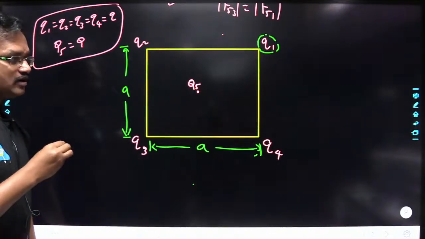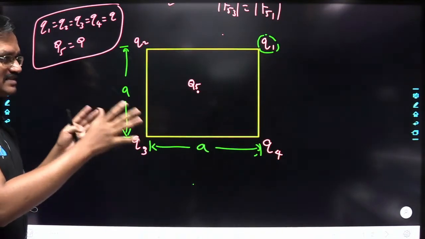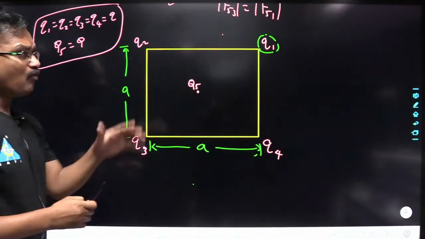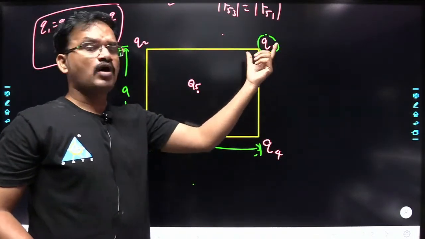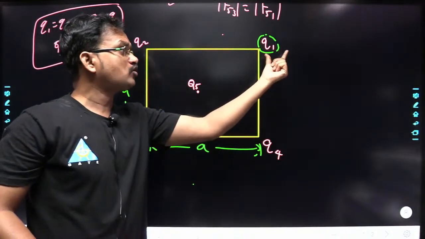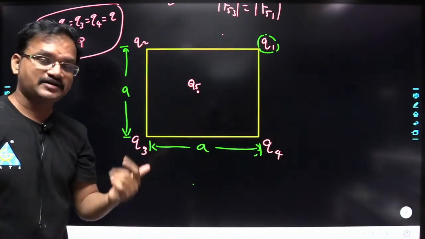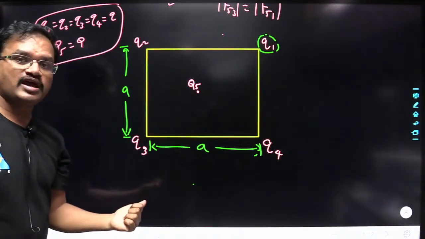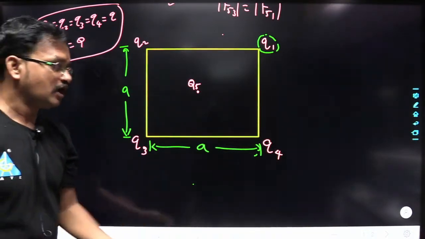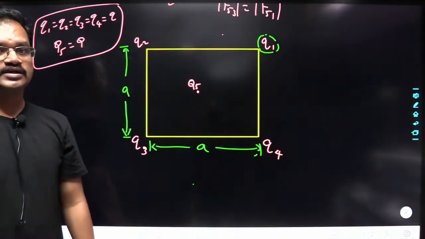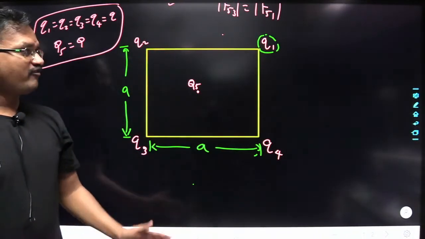So what we can conclude here: if Q1, Q2, Q3, Q4 are all placed in the same manner, it means whatever magnitude of force Q1 experiences, Q2 is also going to experience the same magnitude of force, Q3 is also going to experience the same magnitude of force, and Q4 is also going to experience the same magnitude of force. Yes or no?